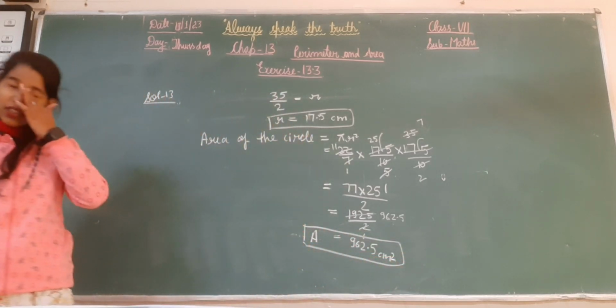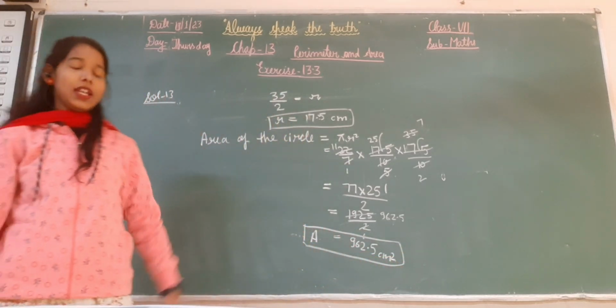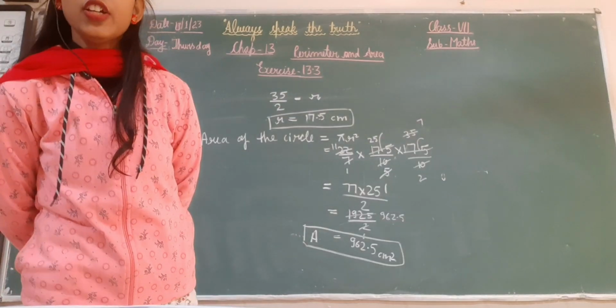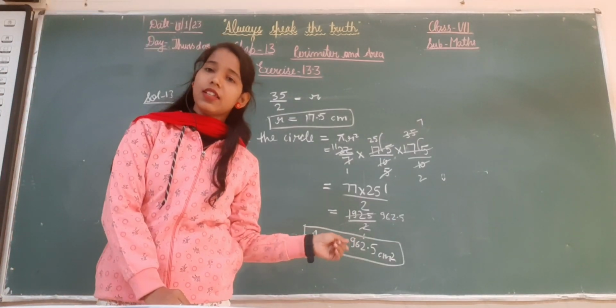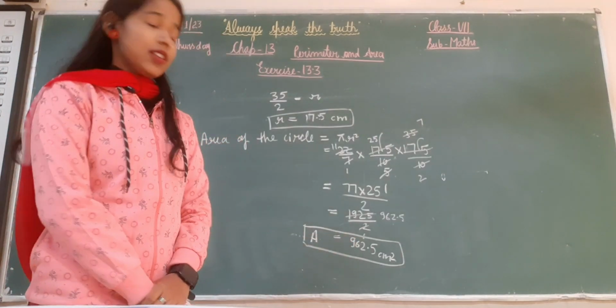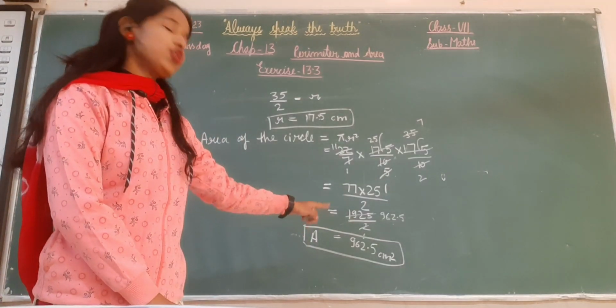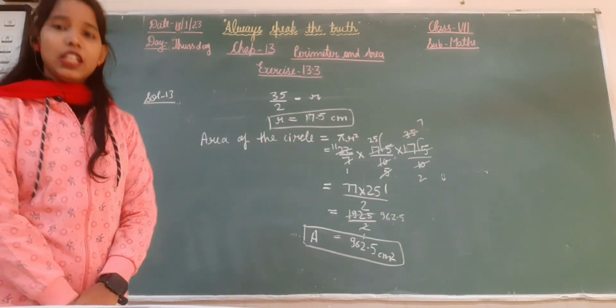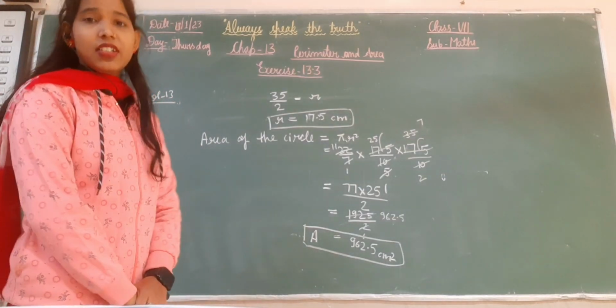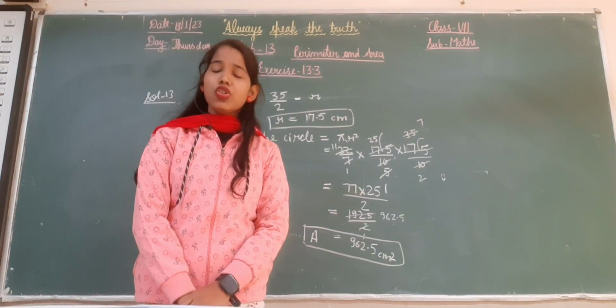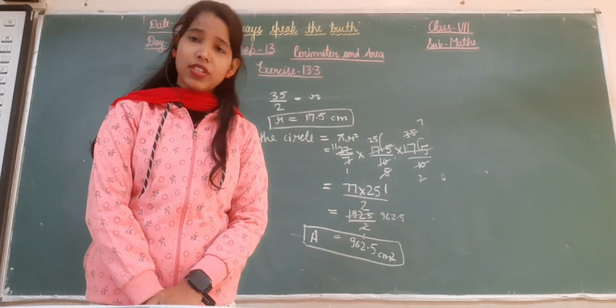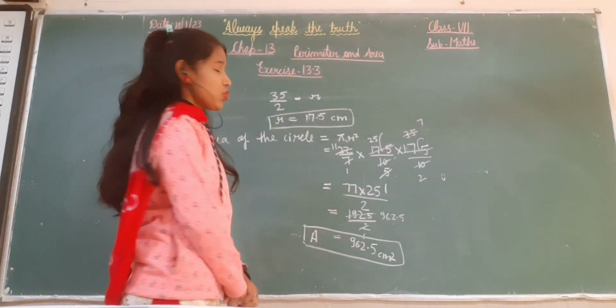So what will be the area of the circle? So area of the circle will be 962.5. Okay. So you are supposed to write the answer yourself. Okay. So the answer will be: area of the circle is 962.5 centimeter square. Okay. So class, I think this question is very easy. All the questions are very easy if you know the concept, if you know how to solve it.